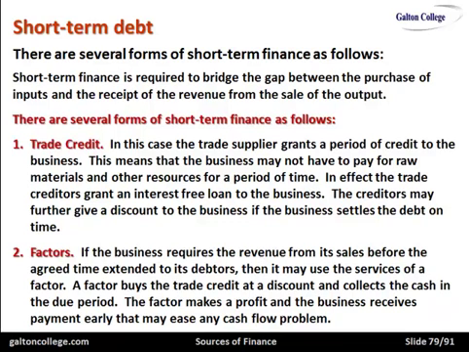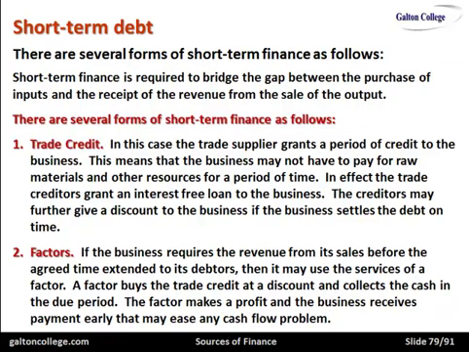There's also what's known as factors. If a business requires the revenue from its sales before the agreed time extended to the debtors, then it may use the services of a factor. A factor buys the trade credit at a discount and collects the cash whenever it's due. The factor makes a profit and the business receives payment early. That may ease any cash flow problems. So a factor is a person or an organization that will buy the trade credit.